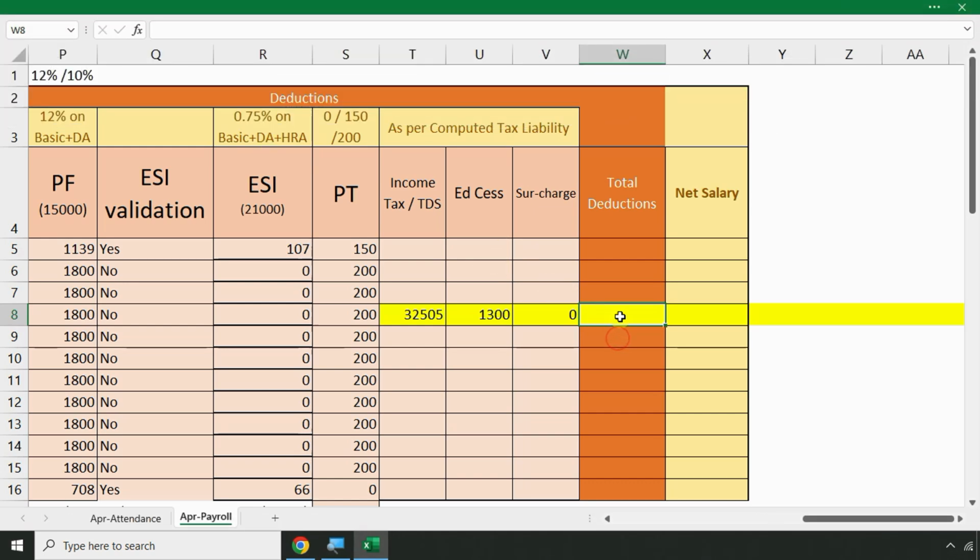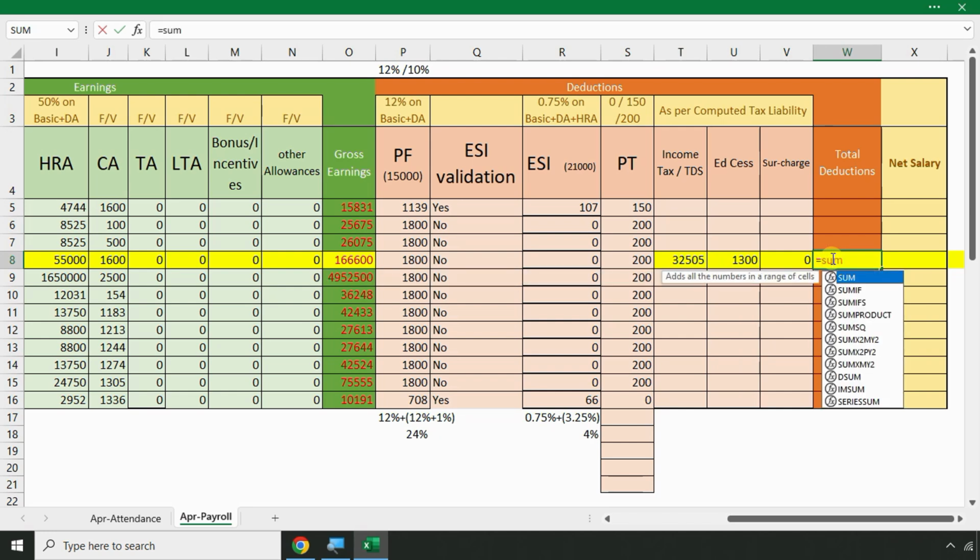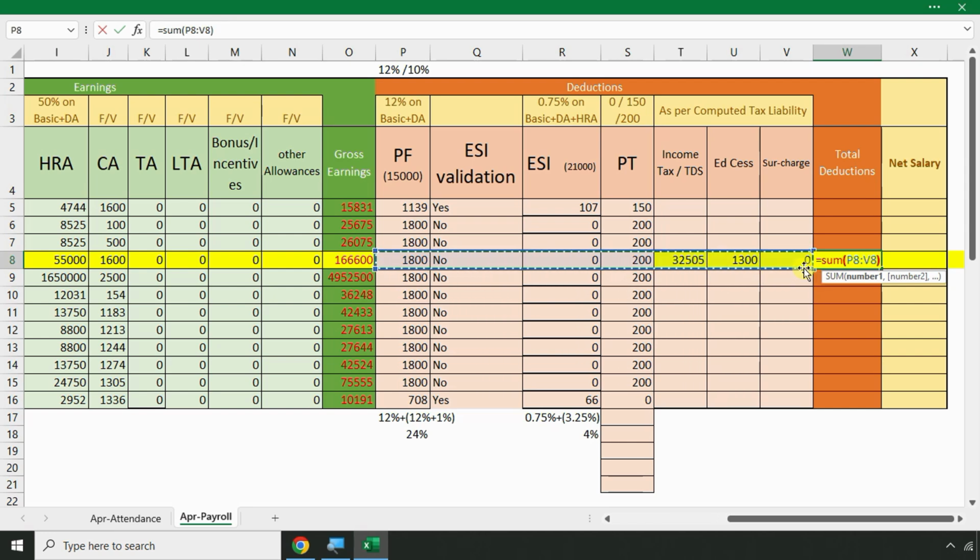Everything you should bear. In India, it's all now common. What is the total deductions? All these red color indicators are deductions. So equals to sum, open bracket, from PF deduction to surcharge. All they are deductions. So 1,66,000 income, 35,000 deductions. So total gross earnings minus deduction equals to what? Net salary. Likely you need to calculate these for every employee.